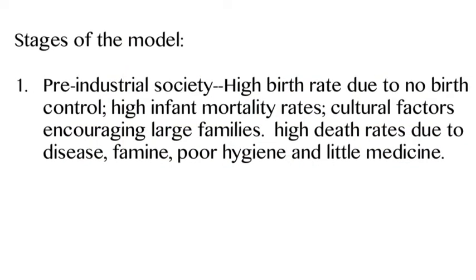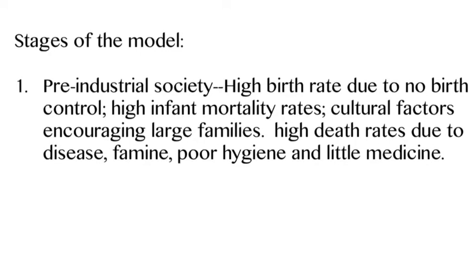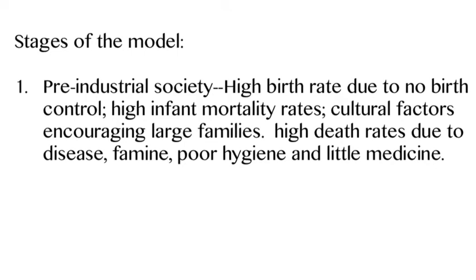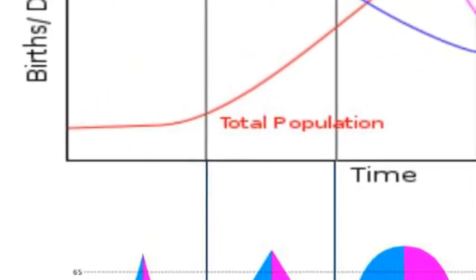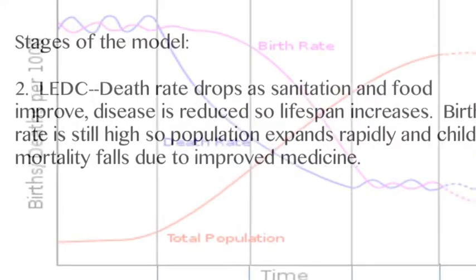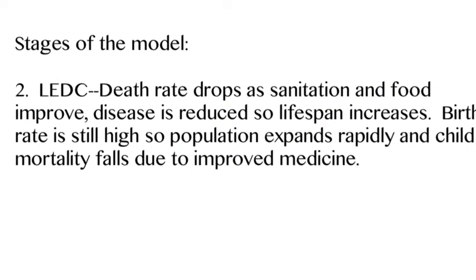The first stage is called pre-industrial society, and it really is your very, very low economically developed countries. So you have high birth rate, and the reason is you have no birth control, you have lots of infant death, you have cultural factors that we talked about, and it makes that very sharp pyramidal shaped curve. You have low population on the bottom and high death and birth rates.